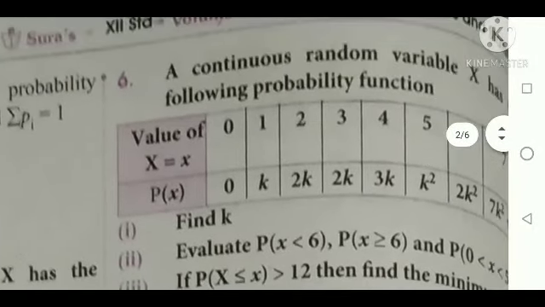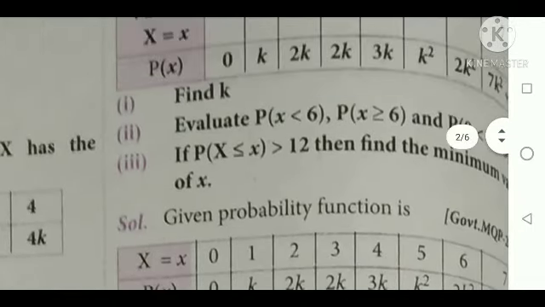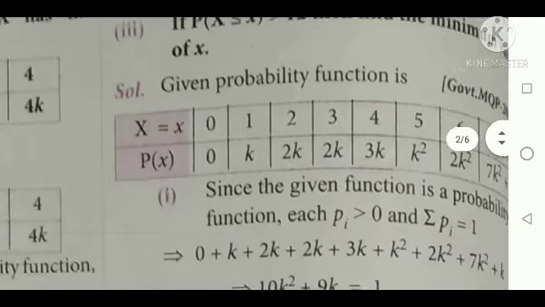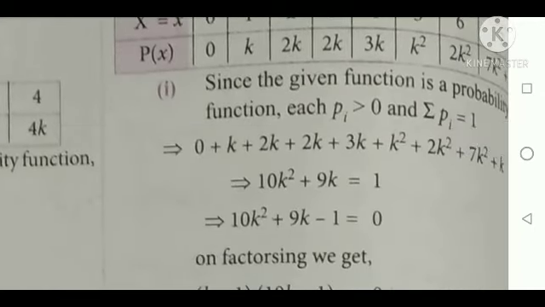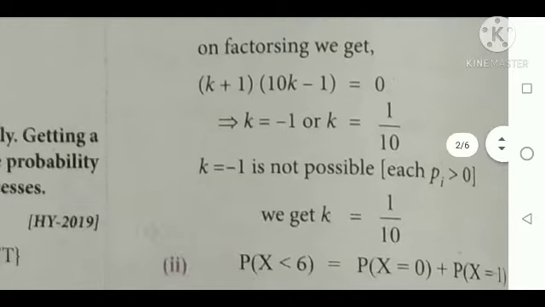Next, the sixth sum: a random variable x has the following probability function. When x equal to 0, p of x equal to 0, x equal to 1 it is k, 2 it is 2k, 3 it is 2k, and so on. To find k, you have to add all the values and equate to 1, that is 10k square plus 9k minus 1 equal to 0. After factorization we get k equal to minus 1 as well as k equal to 1 by 10. Therefore k equal to minus 1 is not possible, so take k equal to 1 by 10.